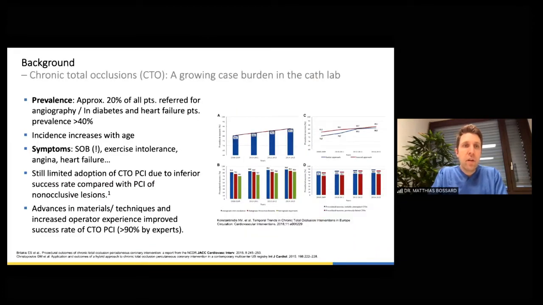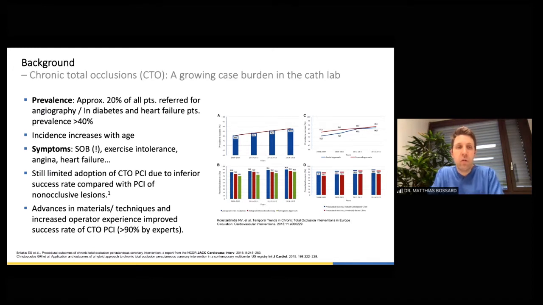To give you some context, what do you need to know about CTO lesions? CTO lesions represent a growing case burden to cath labs globally, and approximately 20% of all patients referred for angiography have CTOs. More so in patients who have diabetes or heart failure, where the prevalence is even higher. There have been some registries.